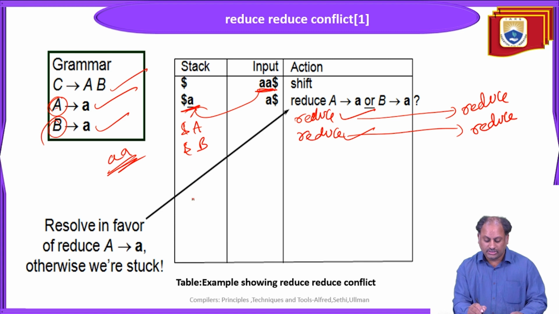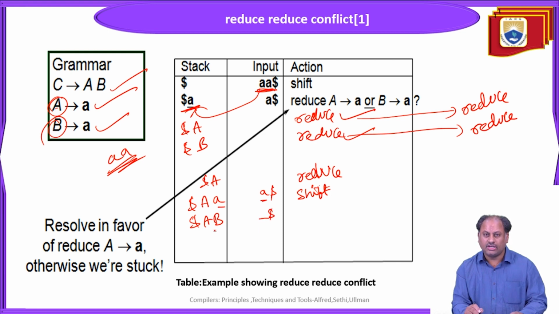So the result is in favor of reduce A derives small a. Here we have applied capital A, and then after applying that one, we have taken $A, and this is the reduce action we applied. Then we move to the stack, and this is a shift action. After performing the shift action, the input is empty. Then AB. So what is B here? We have reduced it, capital B derives A. We applied this one. So we got A.